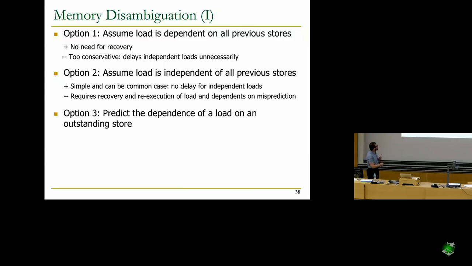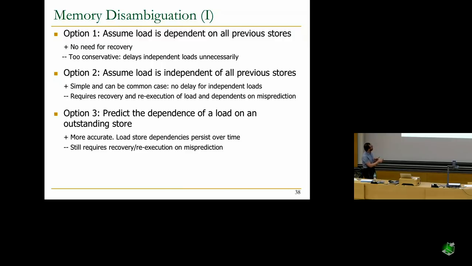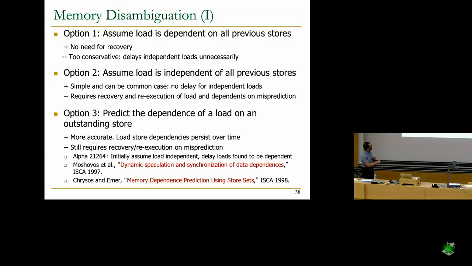The third option is intelligence. Basically, predict the dependence of a load on an outstanding store. This is more accurate, because it turns out load-store dependencies persist over time. If this load is dependent on this store, it's going to be dependent on that store again the next time it's executed, and again, and again, and again. It turns out this is relatively predictable, but if you're wrong, and in some cases you're wrong, you still need to recover and re-execute. So most modern machines do this, actually.